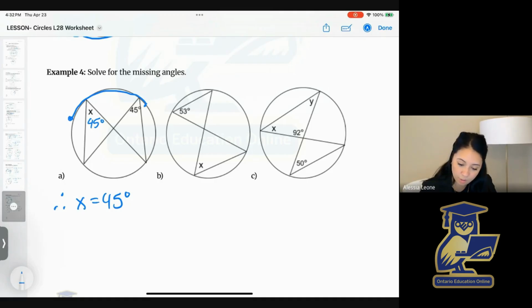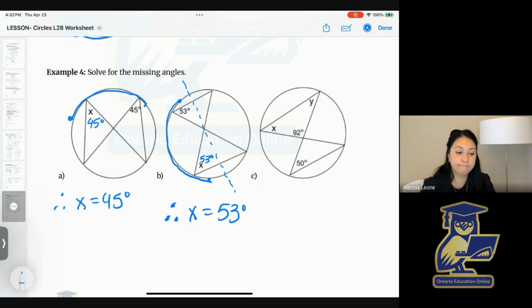Here, you would know you cut the circle in half. These 2 angles are on the same arc. So that means that x would be 53, because you know they would be the same.